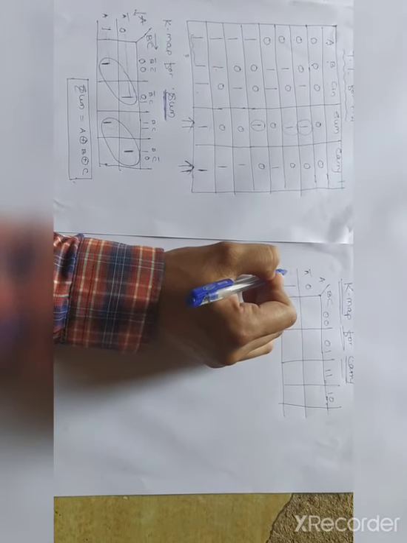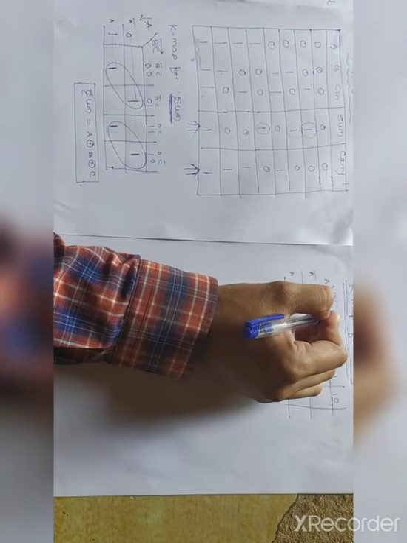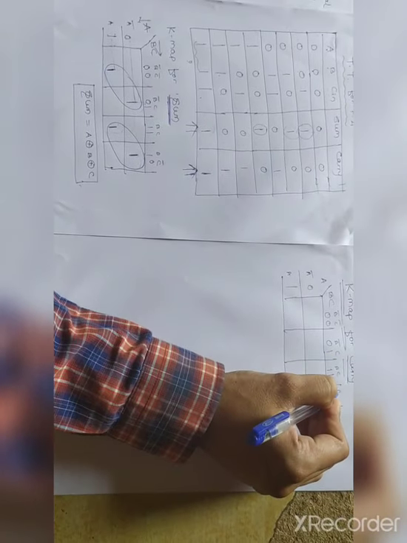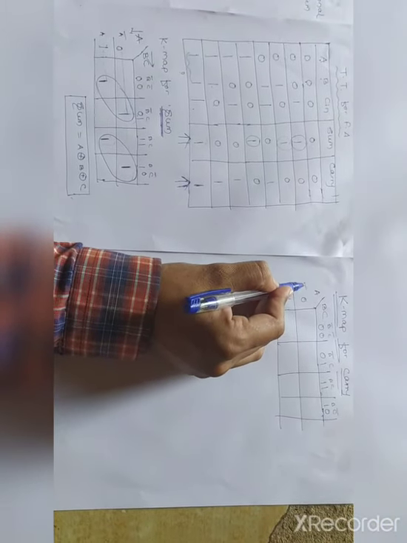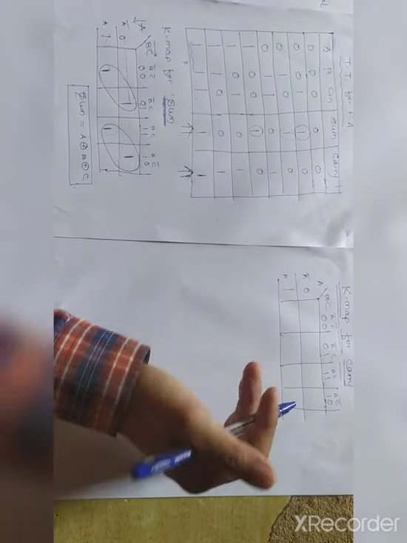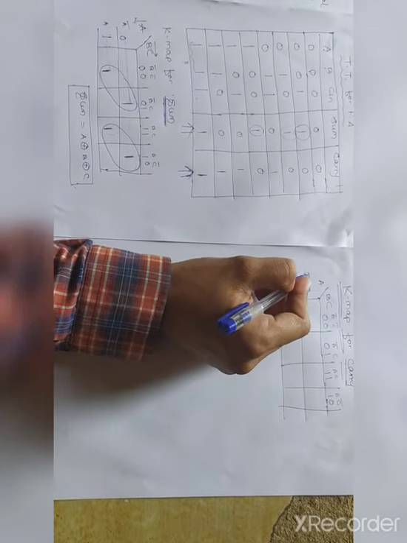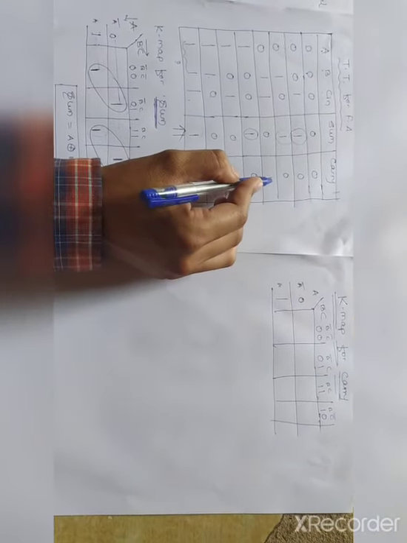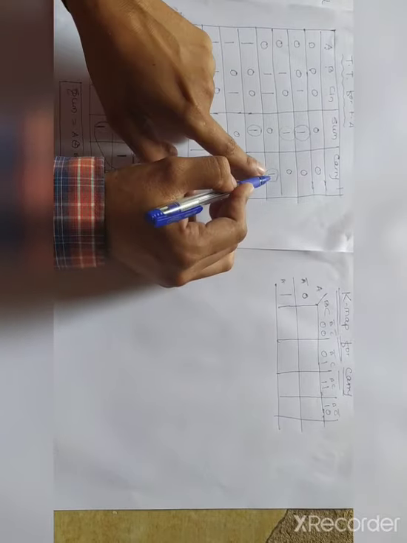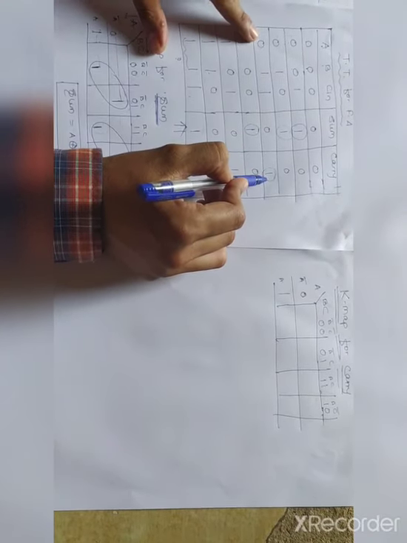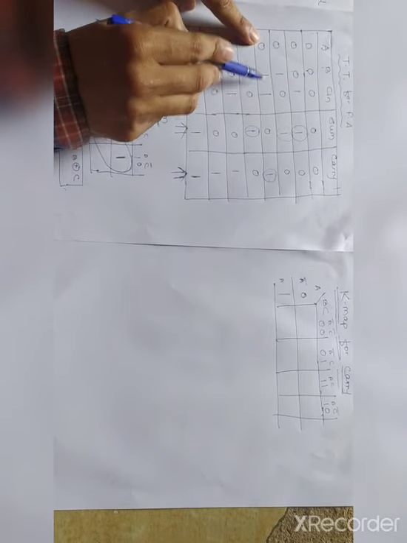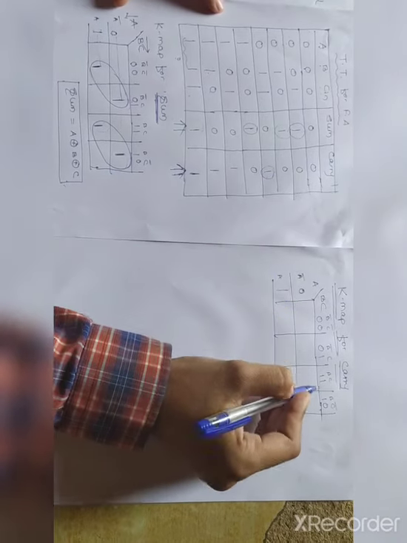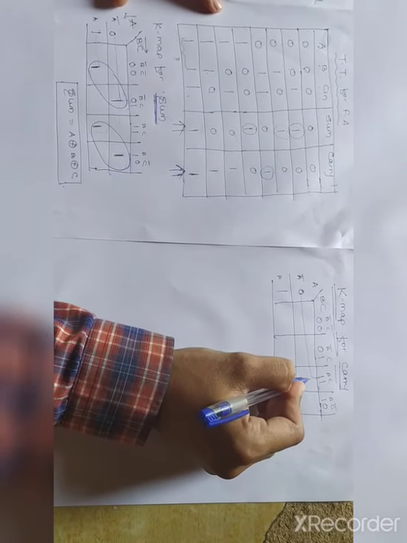This is my A bar, this is my B bar, C bar, B bar, C, B, C, B, C. Why am I taking the bar? I am considering the sum of products expression, so in sum of products, 0 is represented by complement, bar. So consider here the carry. You have to put these ones. Where are you putting this one? You are putting this one when A is equal to 0 and BC is equal to 1. That means you put this one here.